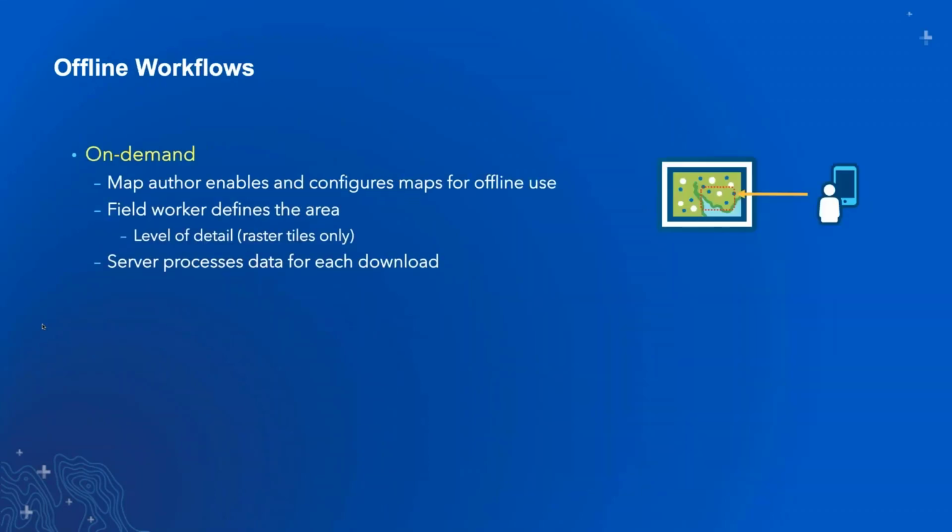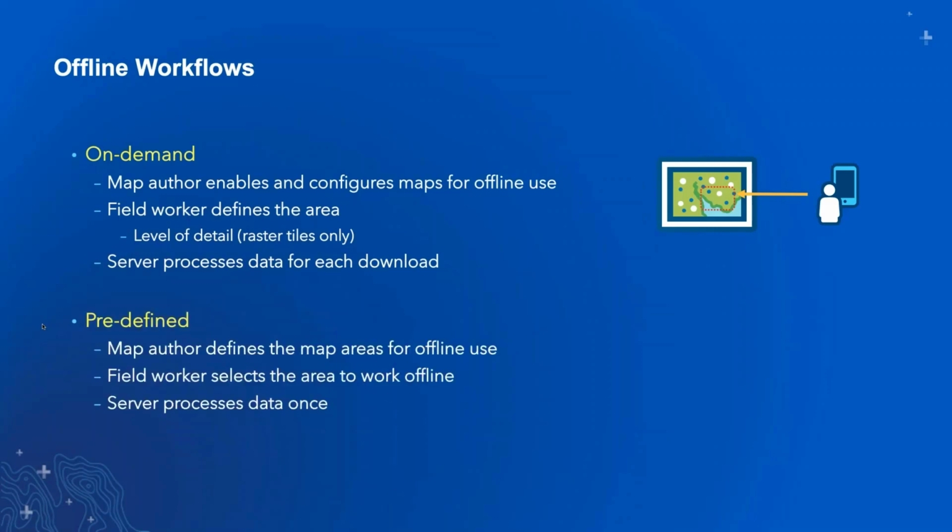So when we talk about offline workflows, there's really two main workflows. So the first is an on-demand workflow where somebody goes and defines the area that they want to take offline. The person that's going out in the field, they have to make some decisions, and then they go and download that area. And that's traditionally been the way Collector has worked for many years in terms of its offline support.